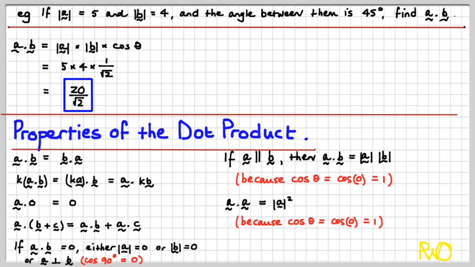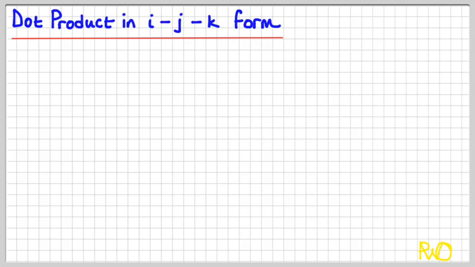Good. Oh yes, same thing, because cos theta equals cos of 0, which equals 1. Yes, good. Now we're over the screen. Now this is very amazing. This one. This is a dot product, but in ijk form.